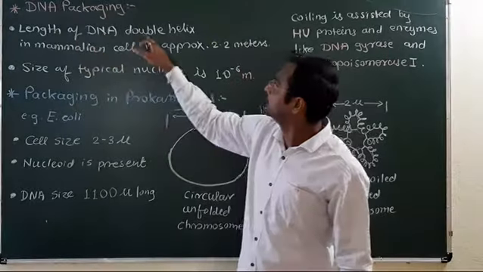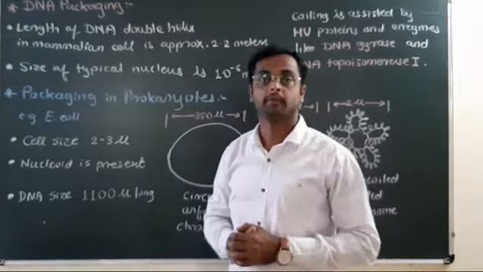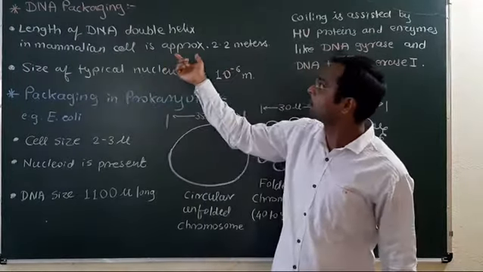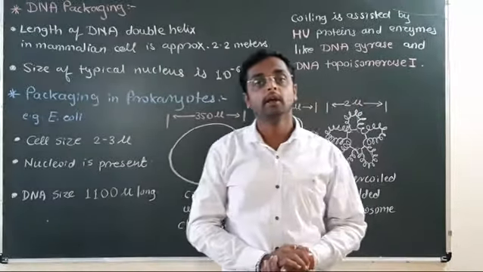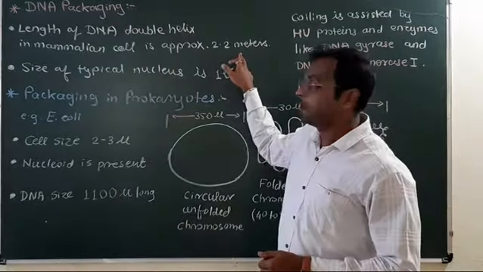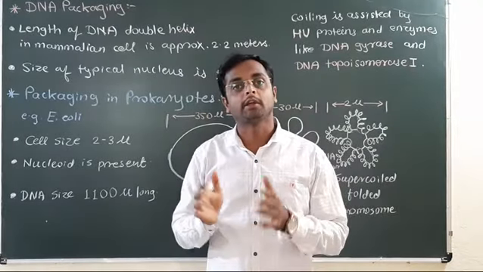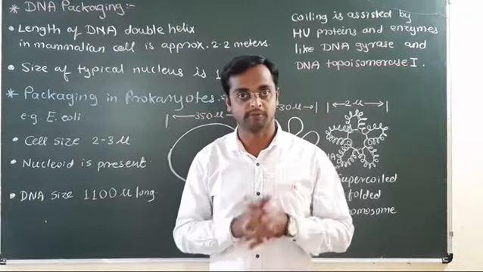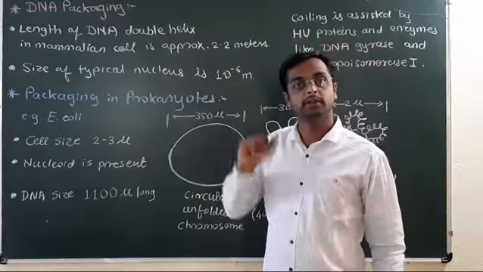The length of the DNA double helix in a mammalian cell, in mammals including human beings and other animals, is approximately 2.2 meters. This length is estimated by calculating the total number of base pairs and the distance between successive base pairs. So, the length is approximately 2.2 meters.